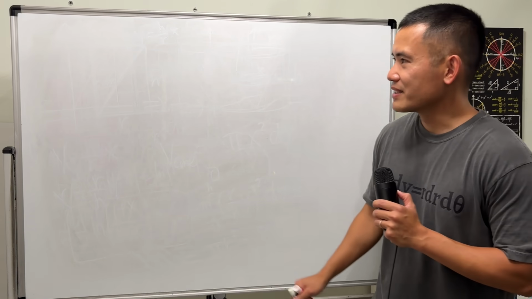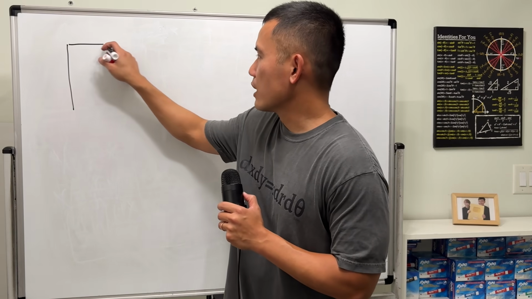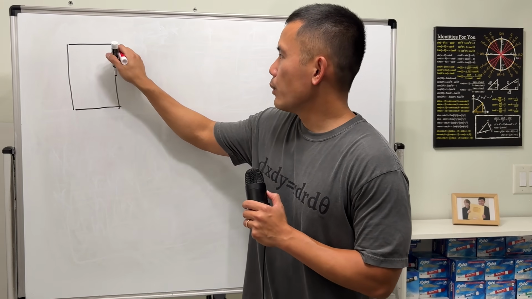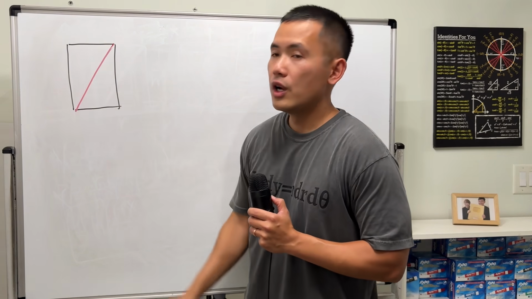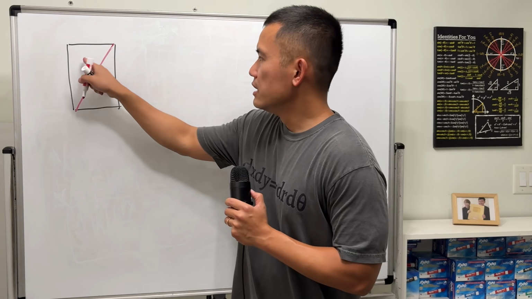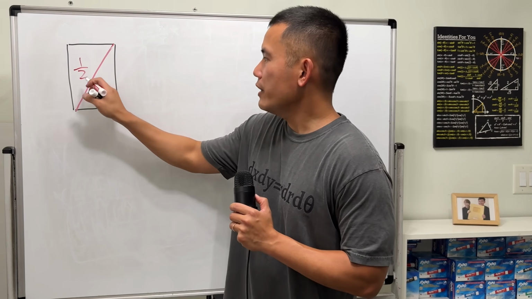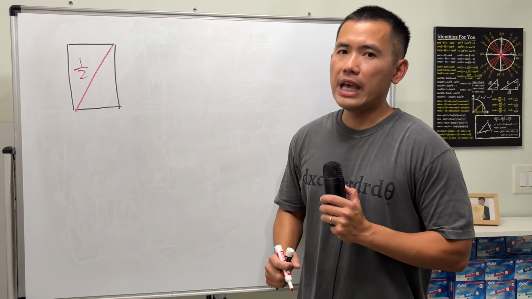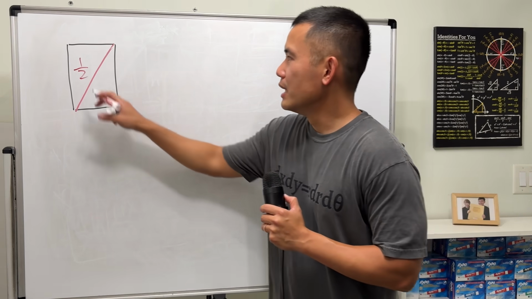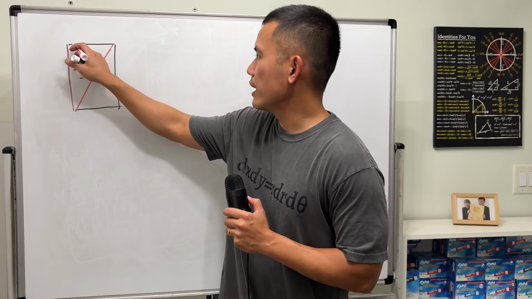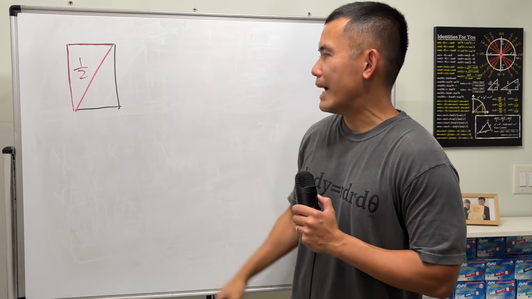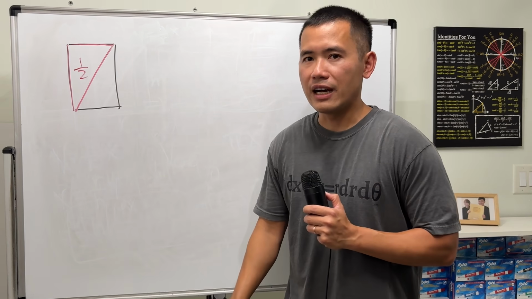Okay, check this out. Suppose we start with a rectangle like this. And let's say I want to connect the diagonal from here to here. Would you agree with me that this right here is just going to be 1/2 of the whole thing in terms of the area? Sure thing, right? Because we can see we have a very nice triangle here. If you fold it, they match, so that would be just 1/2.